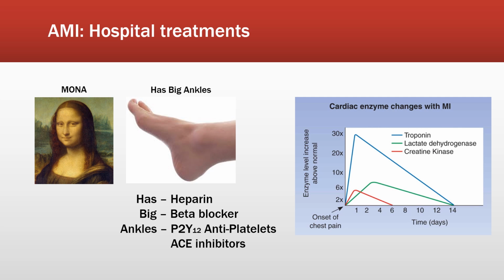Other treatments besides reperfusion in the ER on the floor, they're going to do MONA, morphine, oxygen, nitro, and aspirin if it hasn't been taken care of in the field, but you guys are great, so it's taken care of. So think about MONA has big ankles. We're going to thin them out with some heparin. We're going to control some blood pressure with beta blockers. We're going to do some antiplatelet medication with P2Y12 medicines, and that's pretty new, last 3 or 4 years. And then you're going to use some ACE inhibitors for that blood pressure also.